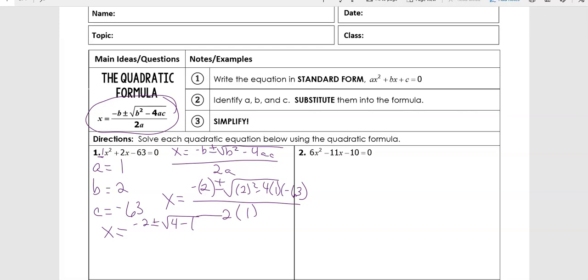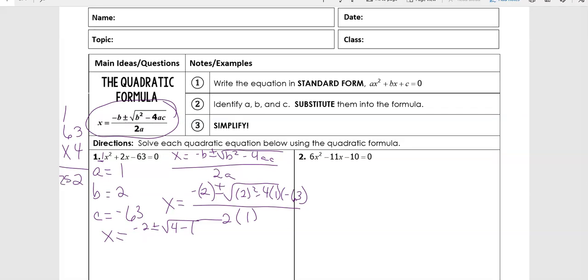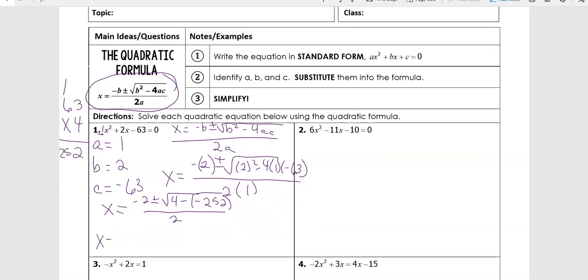So what is 4 times 63? Okay, so 3 times 4 is 12. Carry the 1. 6 times 4 is 24, plus 1 is 25. So 4 times negative 63 is negative 252. And it's all going to be divided by 2. And then that gives me x equals negative 2 plus or minus the square root of 256, all of that over 2.